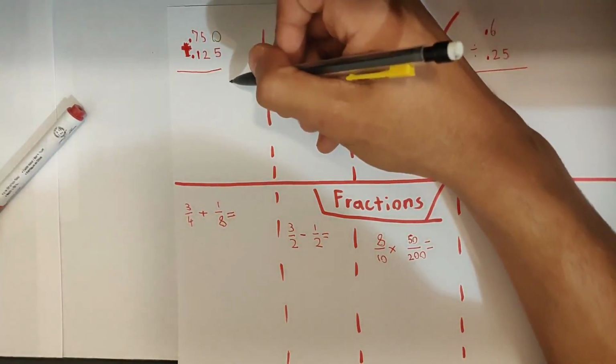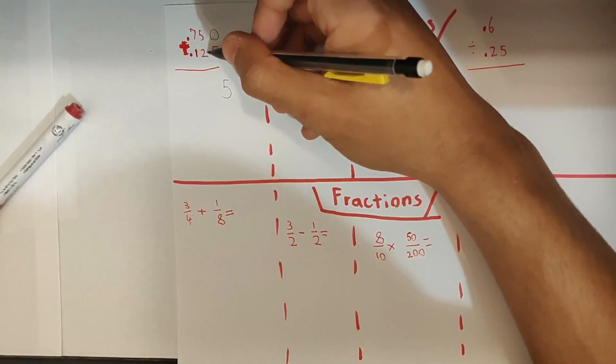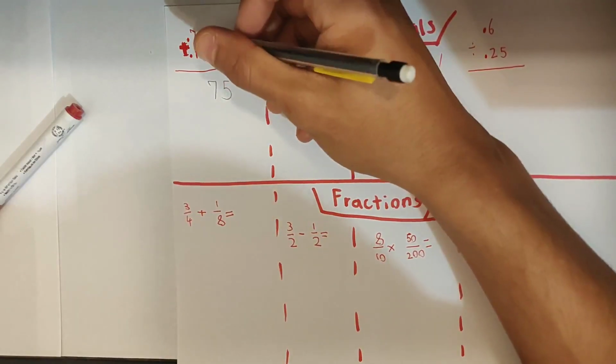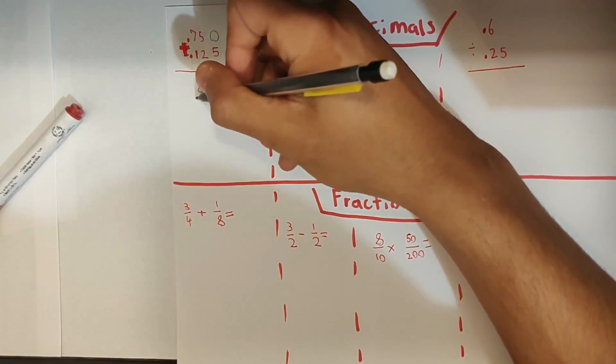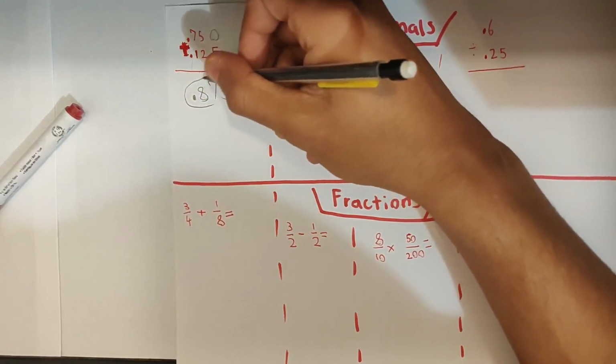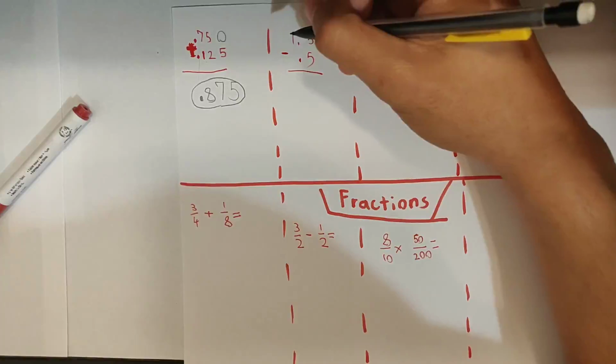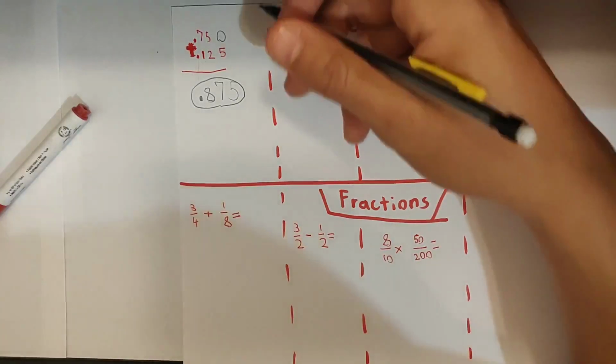So 0 plus 5, that's 5. 5 plus 2, that is 7. And then 7 plus 1, that is 8. And then move down your decimal. So your answer is 0.875 or 875 1,000ths.